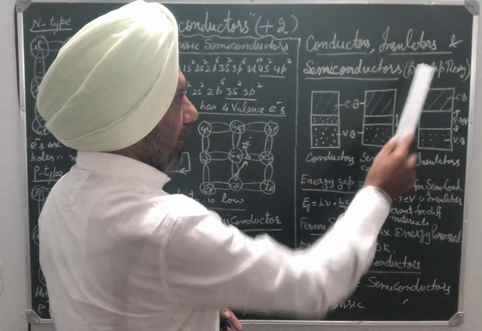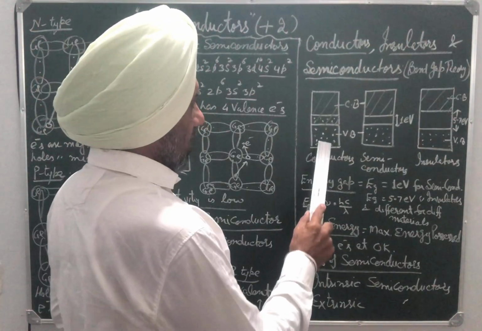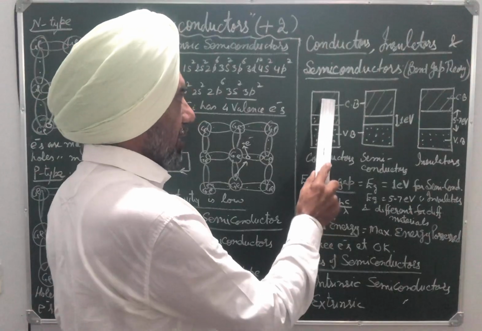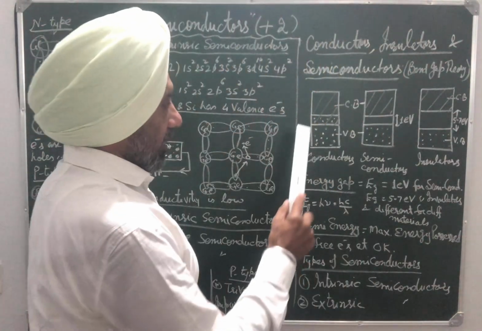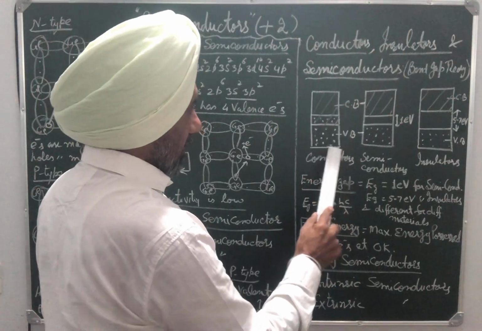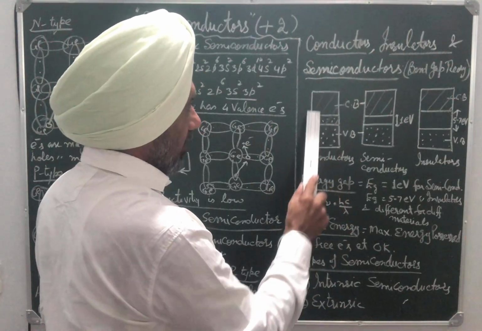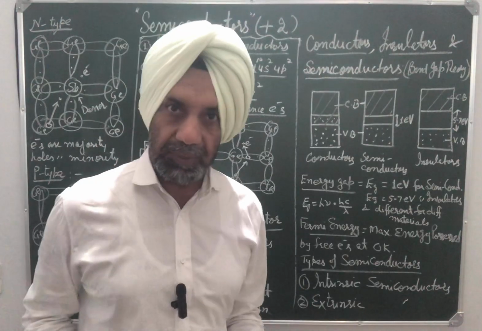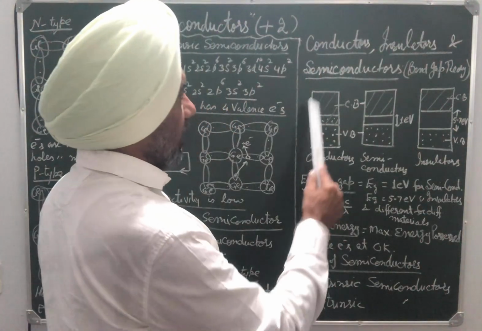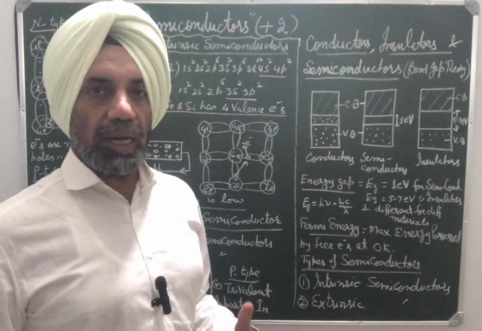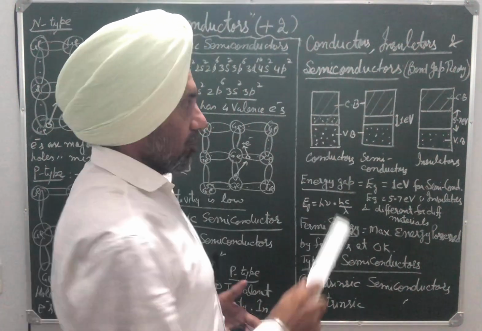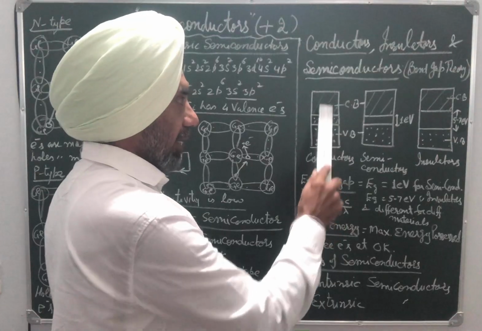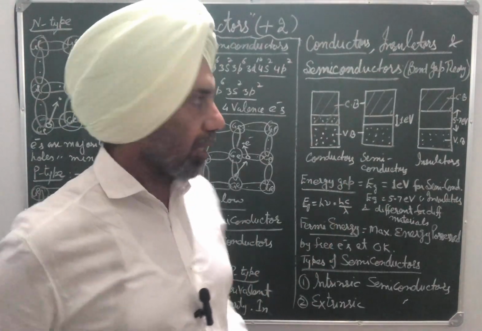So, according to band gap theory, there are two bands: one is known as valence band and another is known as conduction band. In case of conductors, this valence band and conduction band overlap each other. Means there are already some free electrons for conduction in case of conductors. So, conduction band and valence band overlap each other.